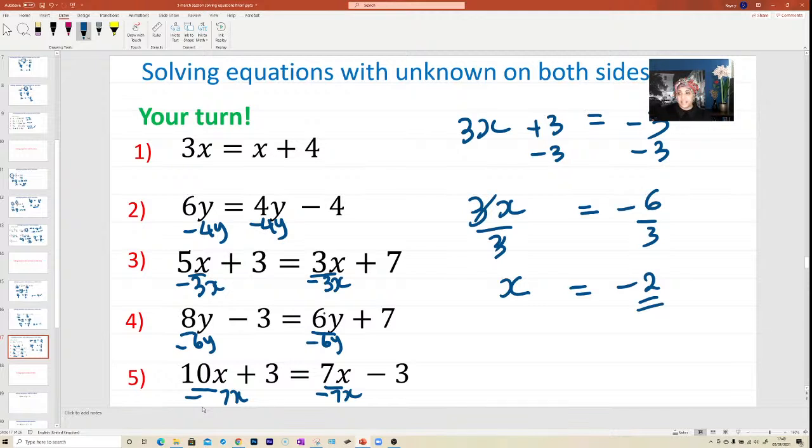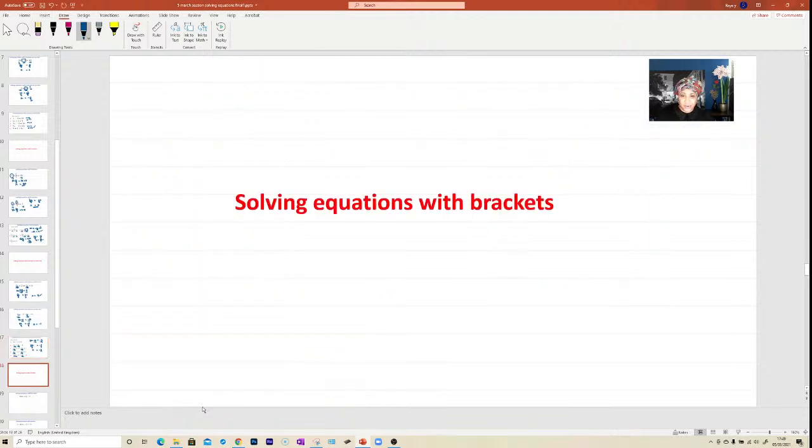After this, I can see a lot of you are good with solving equations, which means next week we're going to be pretty fast. Or I'm just going to give you harder questions, okay? Because I didn't know anything about you guys. So now we're going to solve equations with brackets.